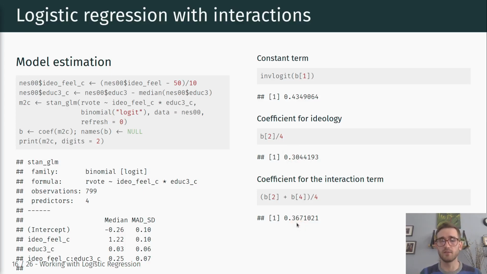All right, so we see a stronger correspondence between ideological self-placement on the one hand and voting for the Republican candidate on the other hand, which is consistent with this simple theory that we wanted to test. Okay.